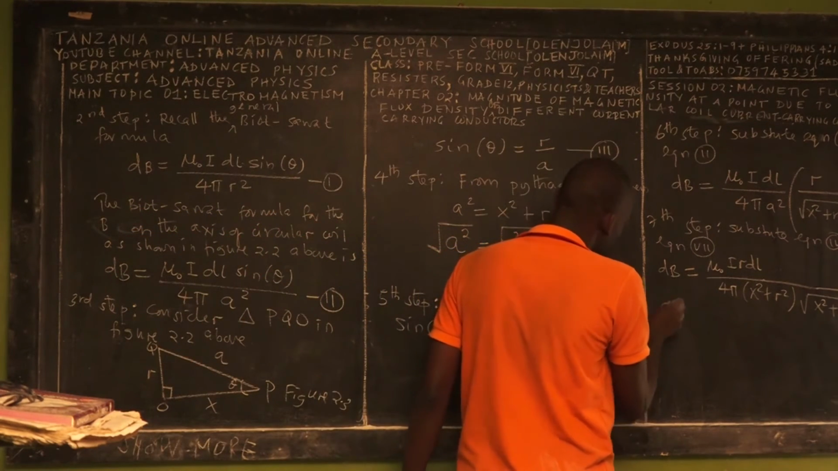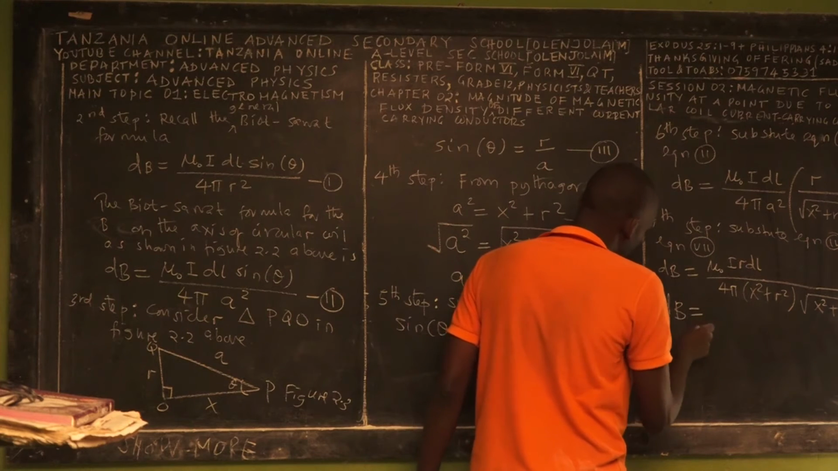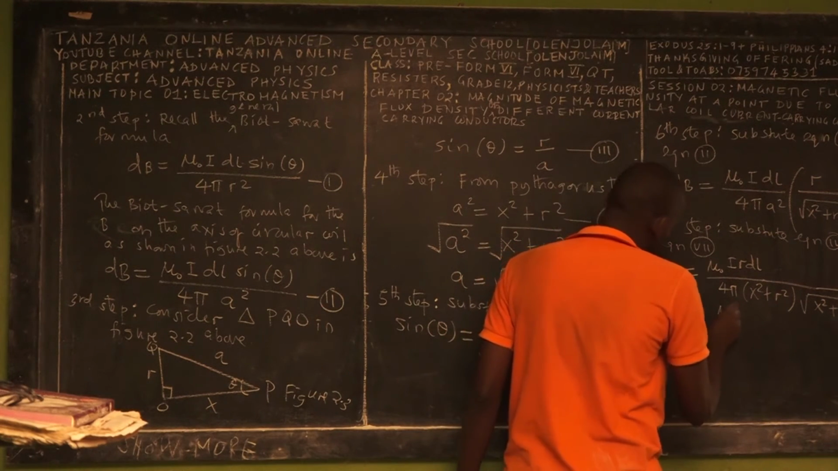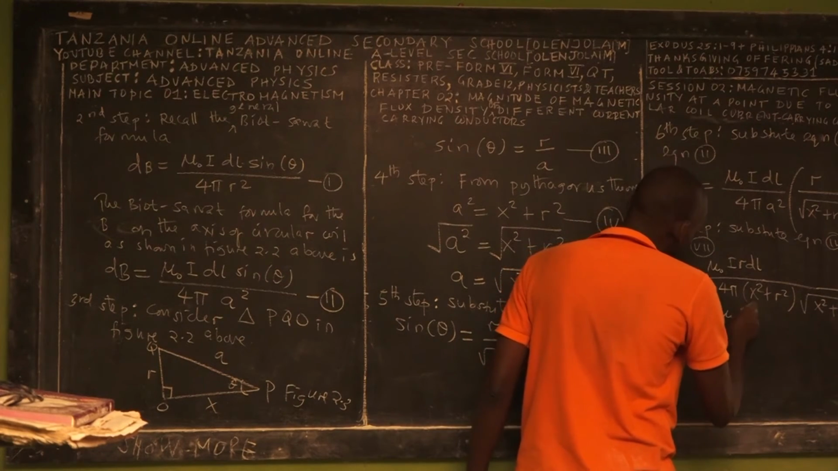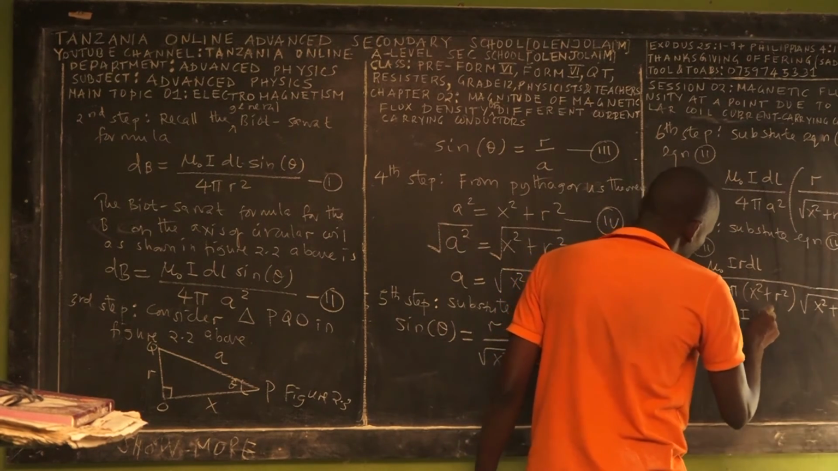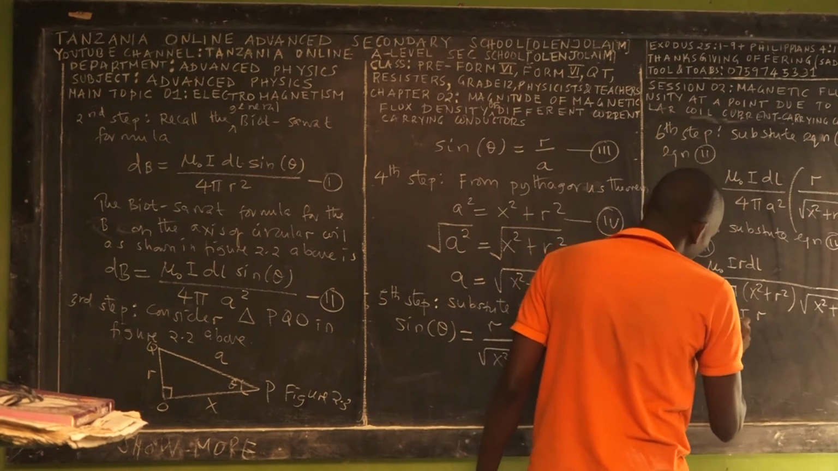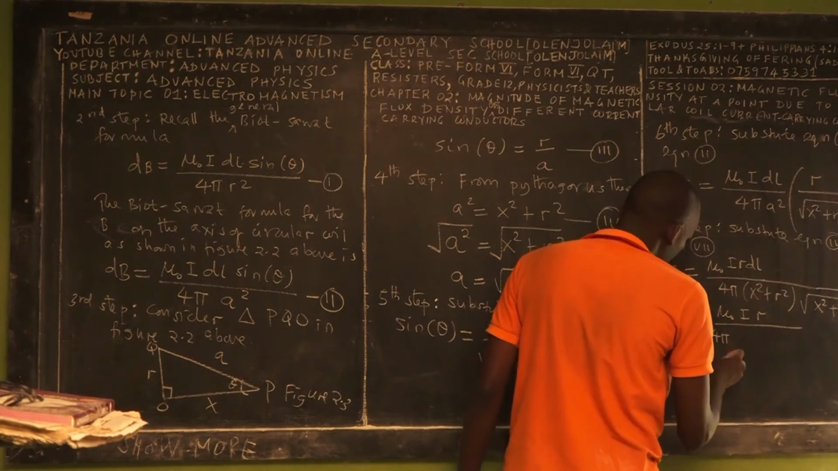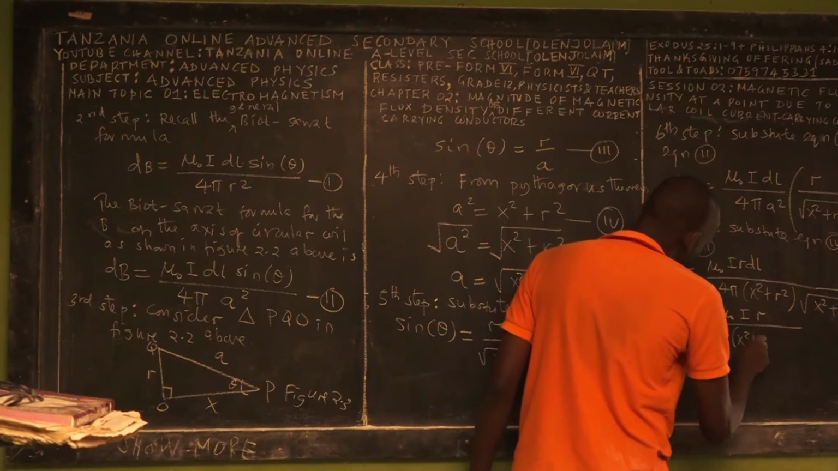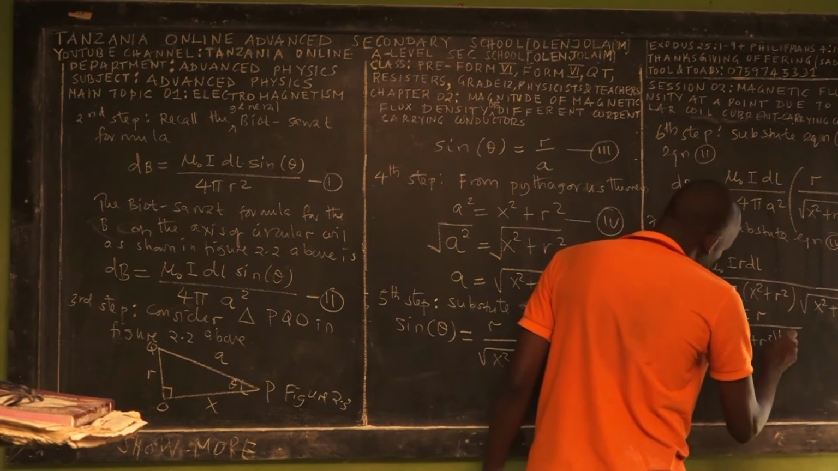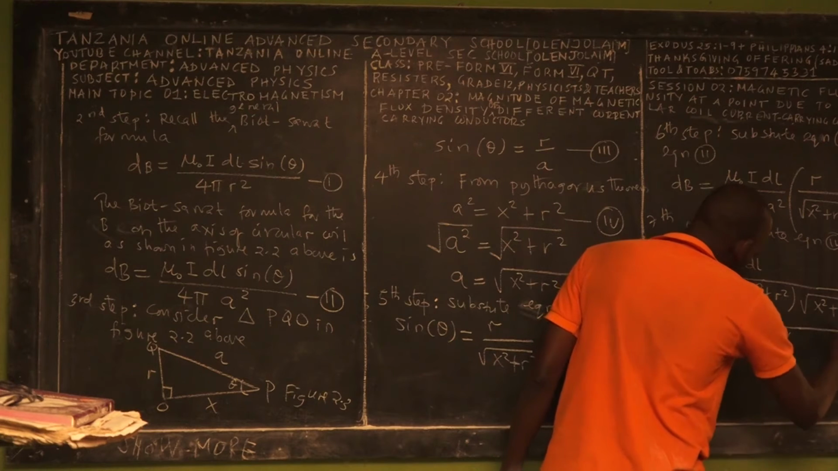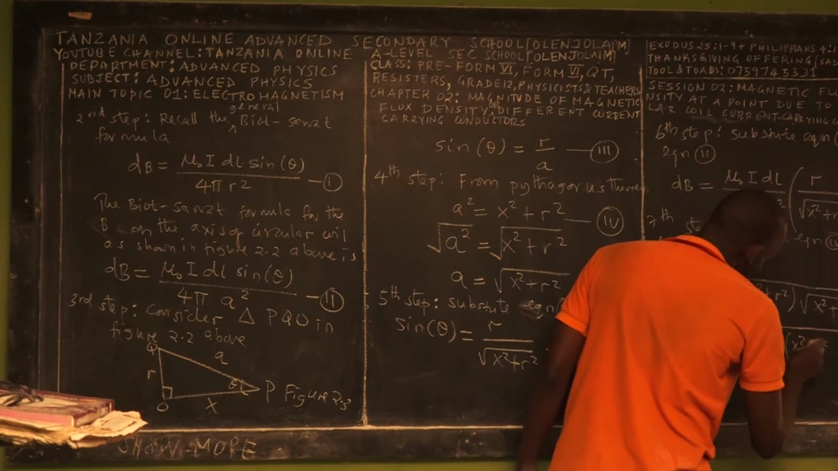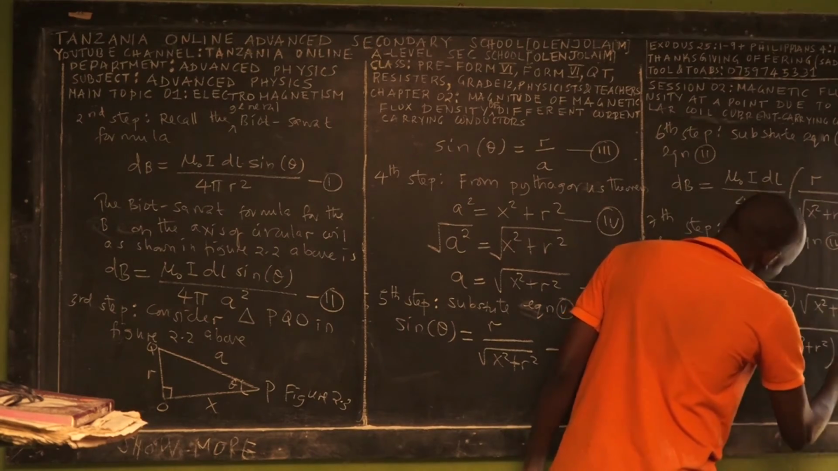So for this case, we have small change in magnetic flux density is equal to what? Is equal to the permeability of free space times current times radius divided by 4 pi. Then we have x square plus r square power 1 multiplied by x square plus r square power half.